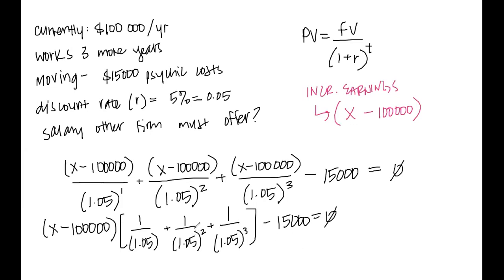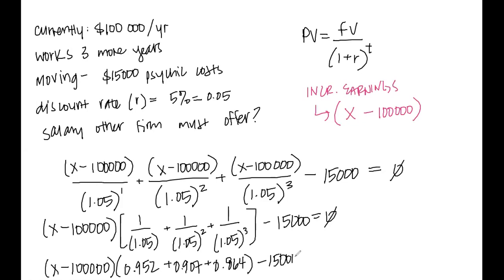And then the next step would be to simplify these fractions down. So plugging that into your calculator, I get 0.952 plus 0.907 plus 0.864 minus 15,000 equals 0.